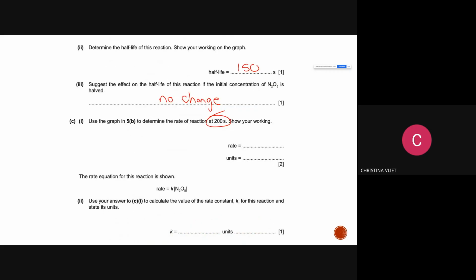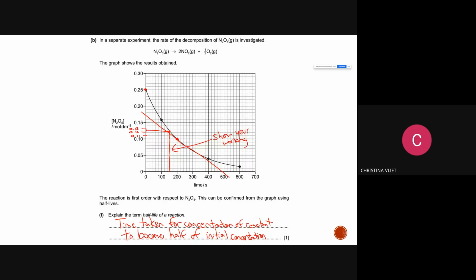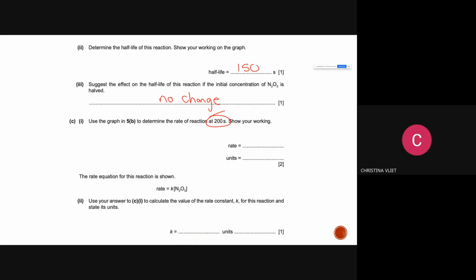All right, use the graph to find the rate at 200 seconds. Sorry, wait, how did I get the half-life? I took the initial concentration, I divided it by 2. Then I found that time. Okay, so tangent line.